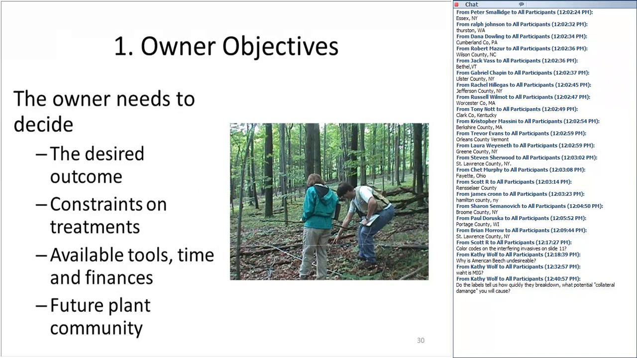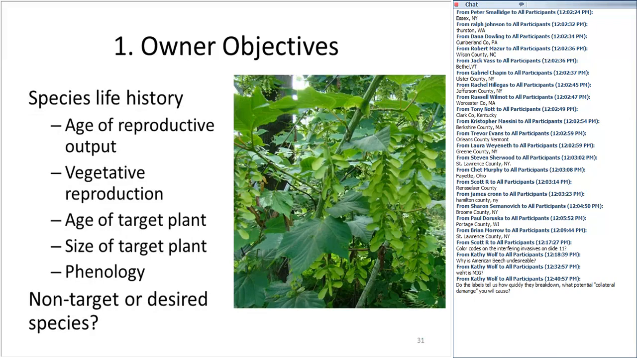So the owner who owns the property, has vested interest in it and rights to that property, needs to decide the desired outcome and what constraints they have on treatments. Constraints would be things like the tools that they have available, the time that they have available, and the money that they have available, and then what they want as a future plant community. So depending upon how a landowner responds to these different components, that may dictate the types of treatment that are applied.